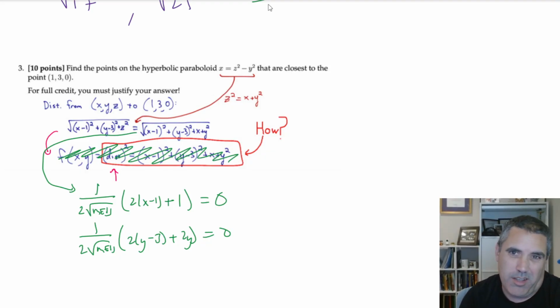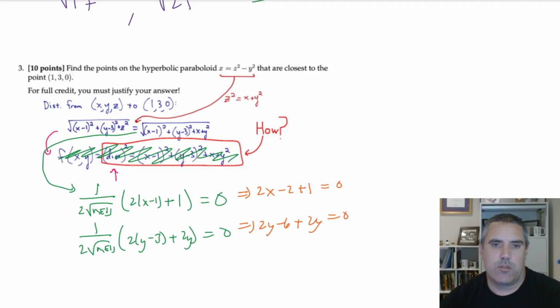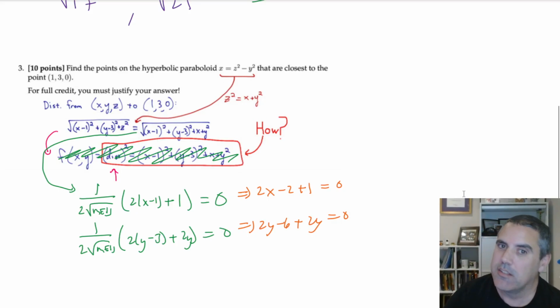It's not wrong. I like it. I would encourage you to do it if you know. But I am just saying that it's an unnecessary distraction, because then we could still keep solving. We get 2x minus 2 plus 1 is 0. We get 2y minus 6 plus 2y. Okay, so I just wanted to make that point, that little maneuver is not a necessary thing to understand to do these problems. All right, I hope that helps.